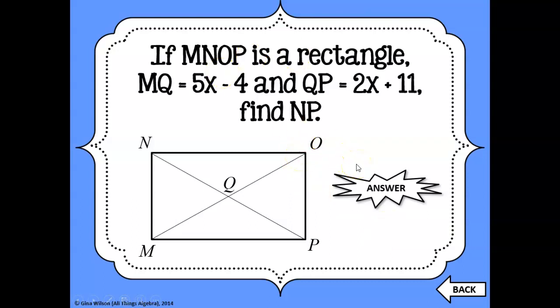Pause it, do it. Same with this one. My diagonals are congruent. So I set those equal to find x, plug it in and get 21, double it to get 42.